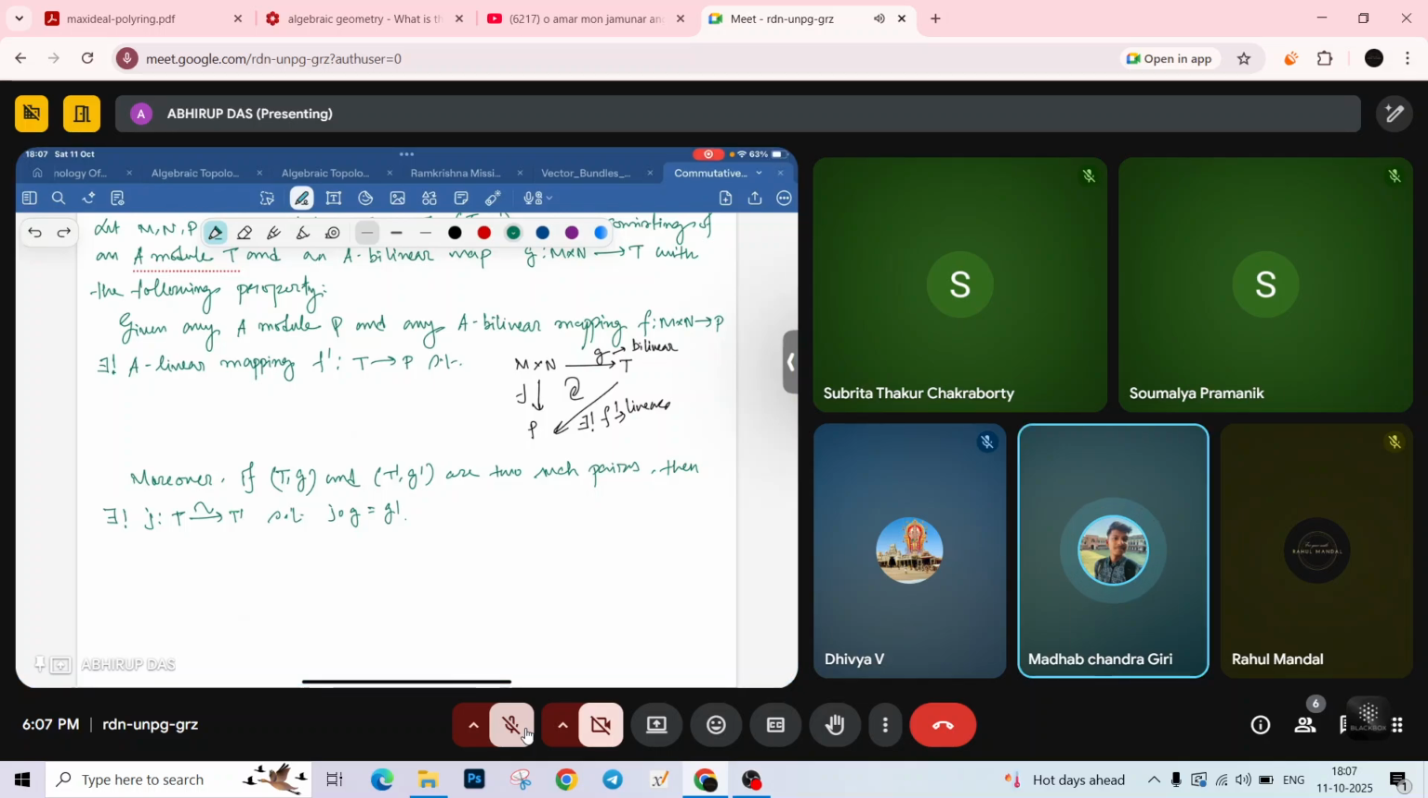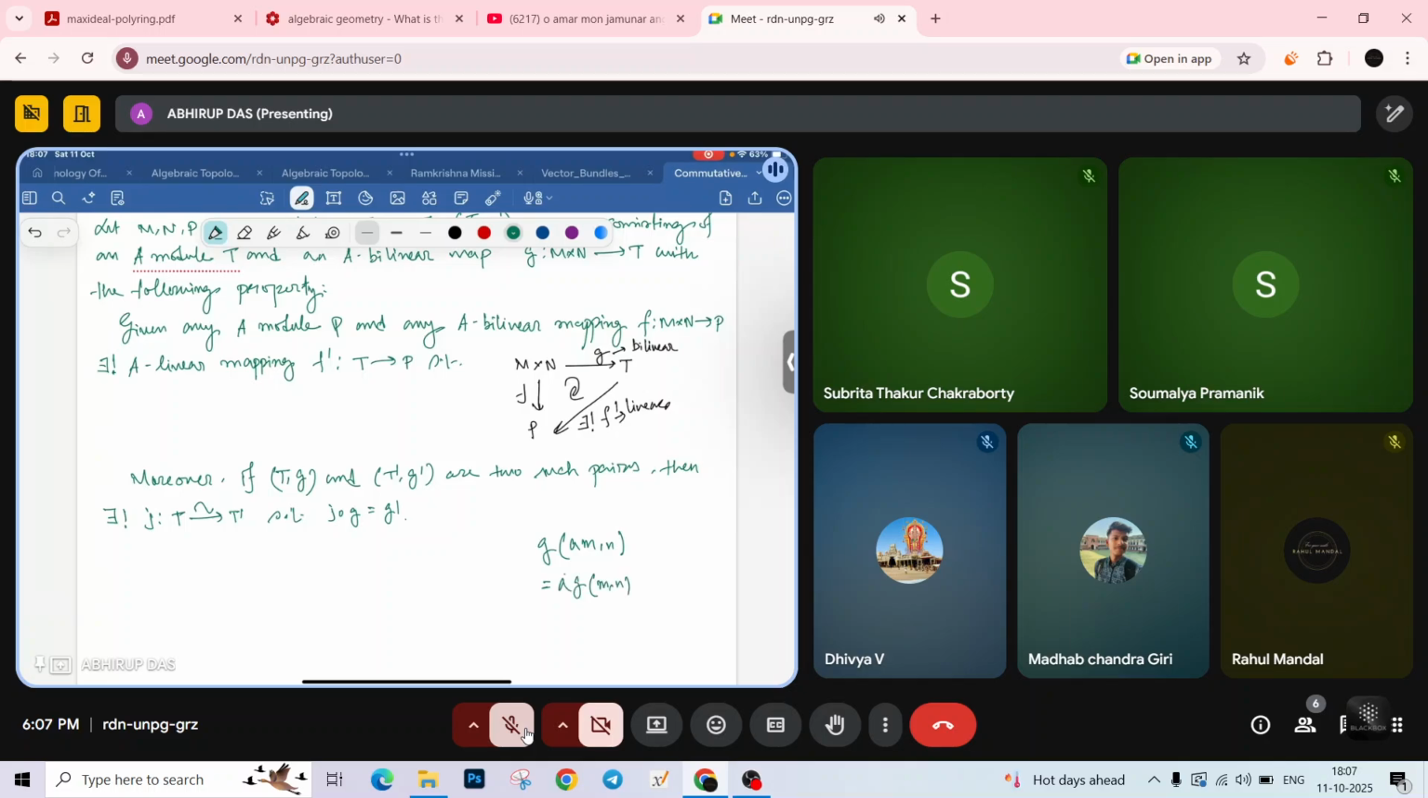What is a bilinear map? Yeah, so you know that a bilinear map is like this. G(a, M, N) is supposed to be a G(M, N), right? This scalar. Now, where should this scalar come from? This is coming from a ring or a field. Ring or a field is A in this case.